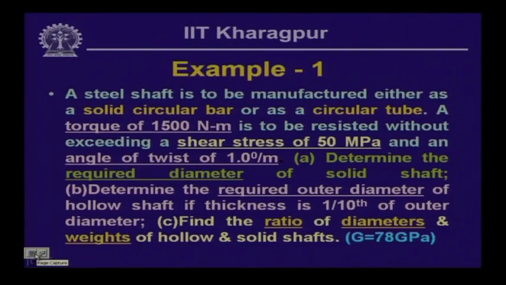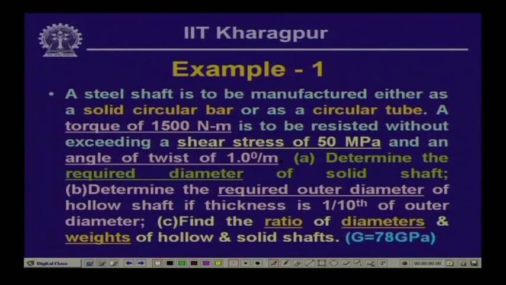Now, the first example which I am going to demonstrate is that a steel shaft is to be manufactured either as a solid circular bar or as a circular tube. Now, we will compare these two cases, we will consider a circular solid bar and a circular tube, and a torque of 1500 Newton meter is to be resisted without exceeding a shear stress of 50 megapascal and an angle of twist of 1 degree per meter.